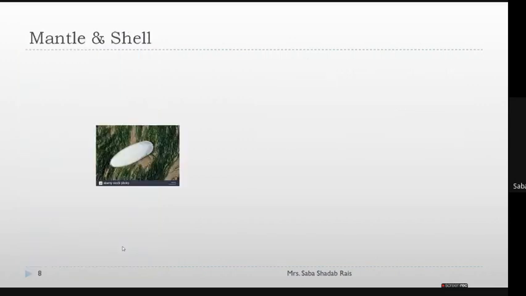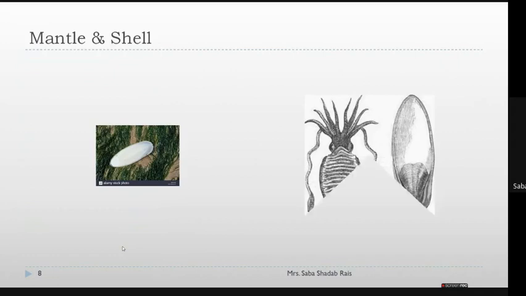Next, we will talk about the mantle. The mantle, or pallium, is a thick dorsal body wall from which the shell is secreted, and it also covers the visceral mass. When you cut it open, you will find that its dorsal surface is hard and has the shell inside it. When you remove the shell, you will find the visceral mass.